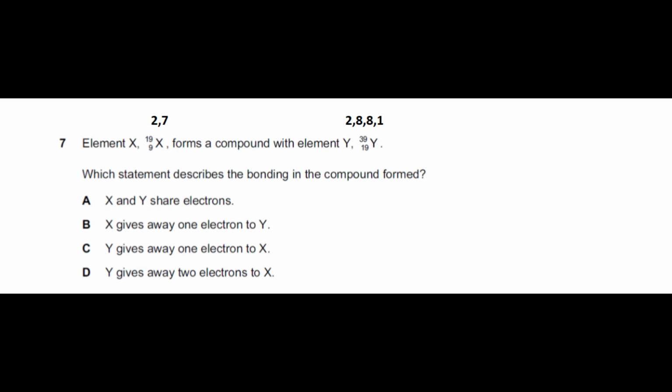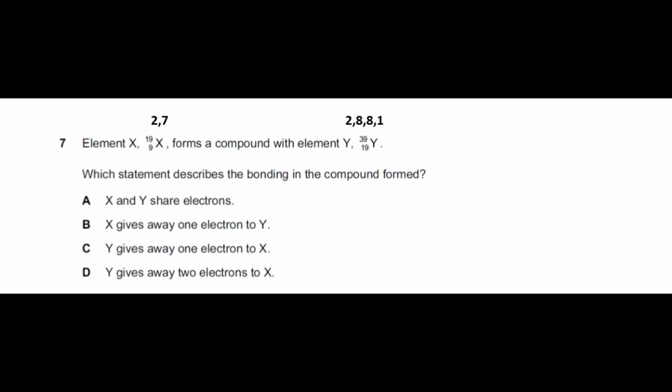It means this element Y belongs to the first group, and element X belongs to the 7th group because it has 7 electrons in the outermost shell. Before I approach the options, let me explain to you that the 7th group elements form a -1 ion.